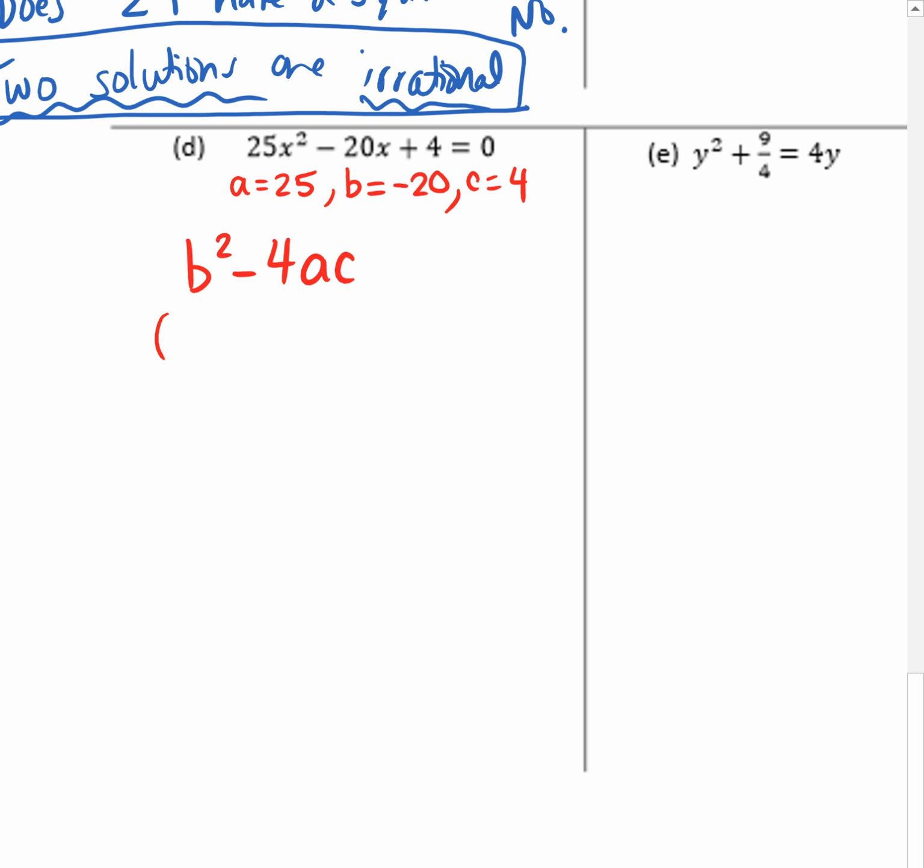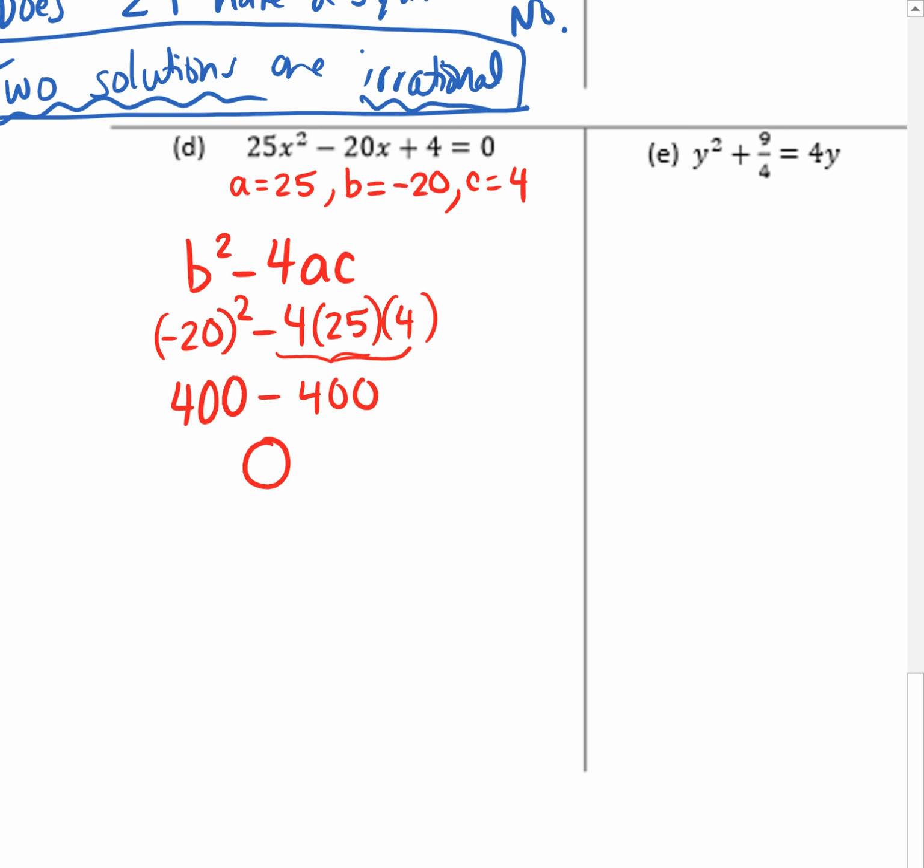Let's see, B is negative 20, so we'll square that. Minus 4 times A is 25, and C is 4. Negative 20 squared, that's positive 400. And then here we have negative 4 times 25, that's negative 100. Negative 100 times 4 is negative 400. So it looks like this is the first time our discriminant will be 0. So there's our discriminant.